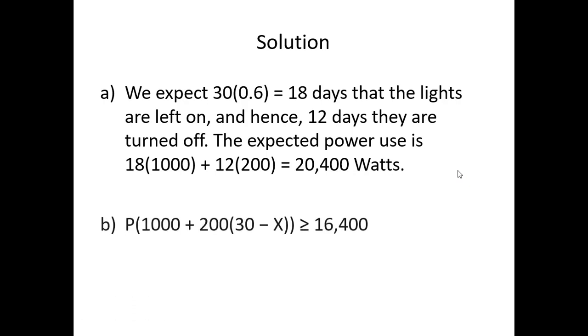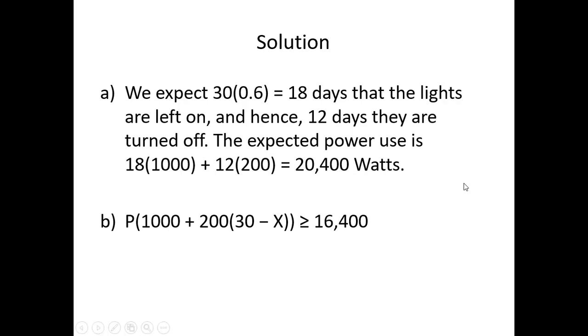Now part B is asking us for an expression. So here we're trying to calculate the probability that the number of watts is at least 16,400. So we have 1,000 plus 200 times 30 minus x greater than or equal to 16,400. And you can see right here that there's something missing. This should be 1,000x plus 200 times (30 minus x).